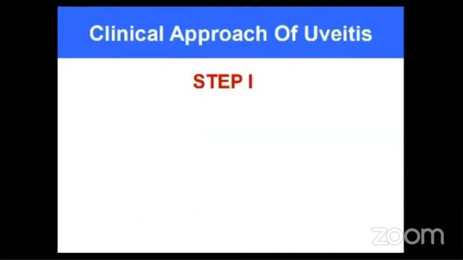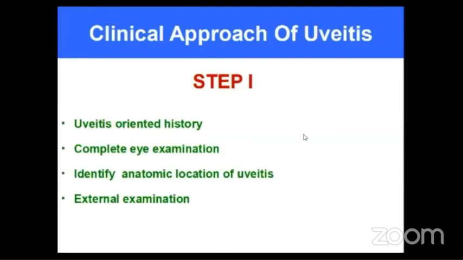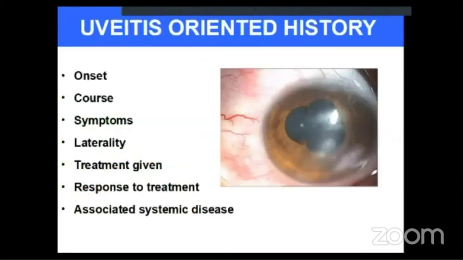The clinical approach of uveitis. Step 1 is uveitis-oriented history, complete eye examination, identify the anatomic location of uveitis, external examination. Uveitis-oriented history should be detailed, documenting the onset, course, symptoms, laterality, treatment given, response to treatment, and associated systemic disease.